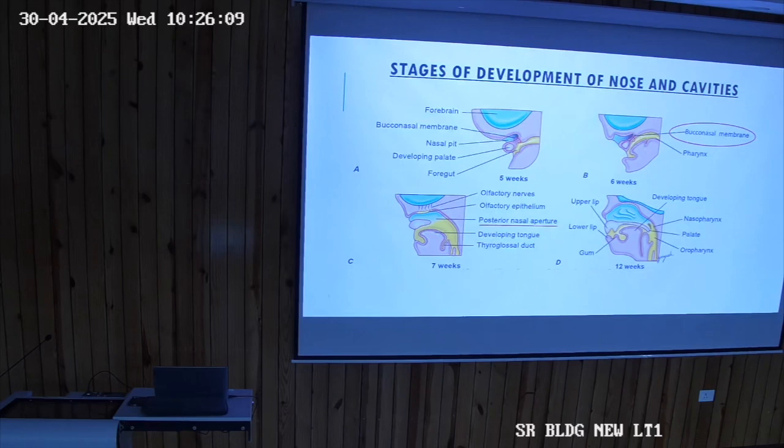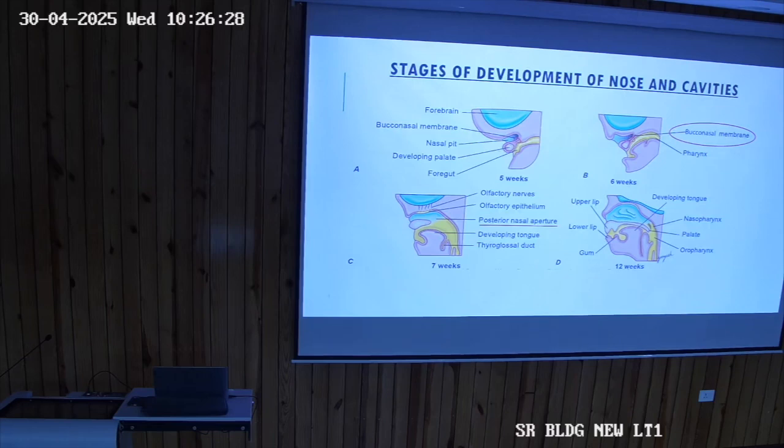The oral cavity here is basically lined by endoderm, because the GIT part, you know, is all derived from the endoderm. So this cranial part of the endoderm is going to form the oral cavity, the one which is yellow in color. So these two are separated by this bucconasal membrane.